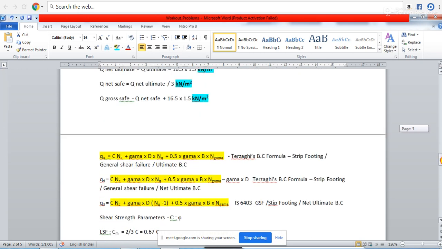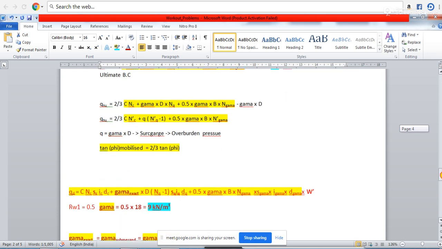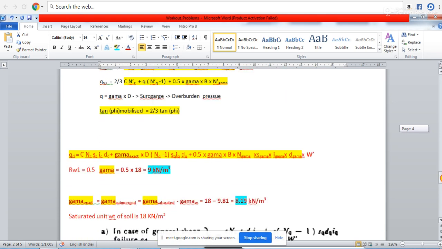Sir, here you told we have to use gamma exact. Then how, sir? Where? In the second term, q(Nq minus 1), that is what I am saying. In the second term, you will have to use the gamma exact value. That is what I am explaining. Either you use gamma exact, or you use gamma saturated multiplied by the rw1 factor.